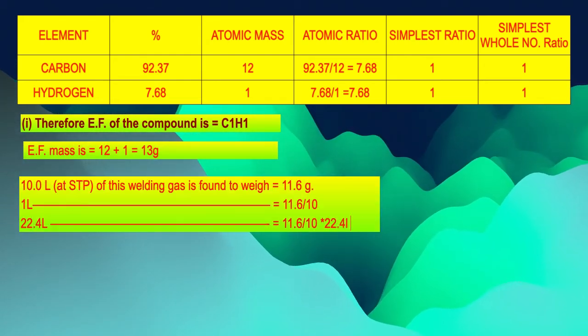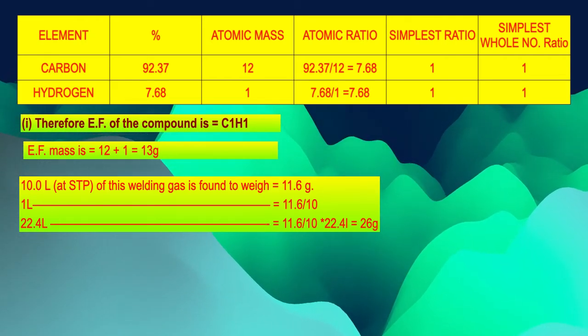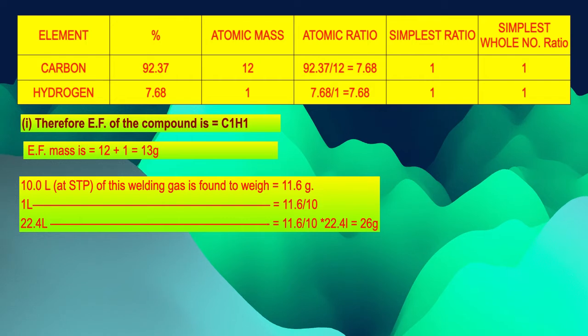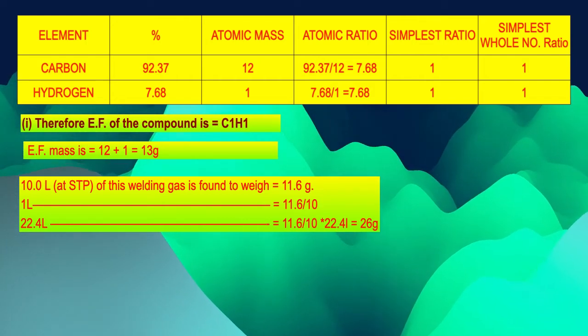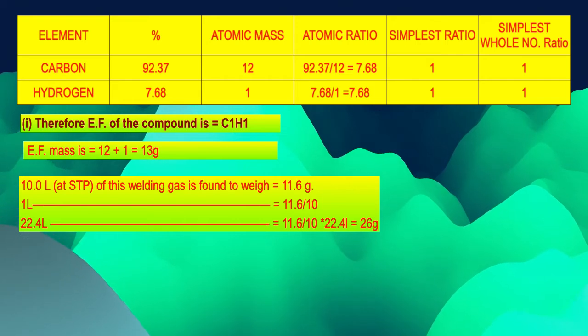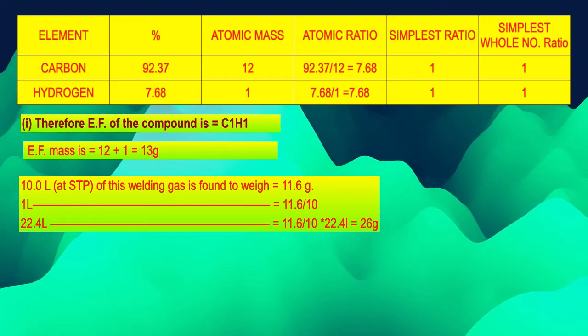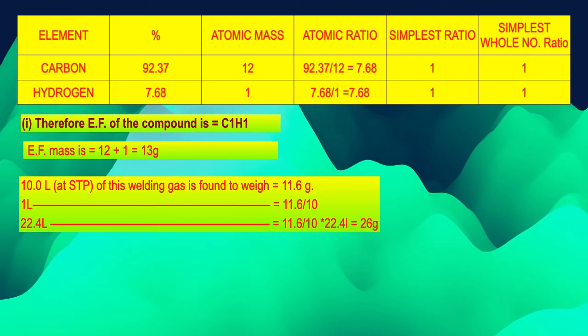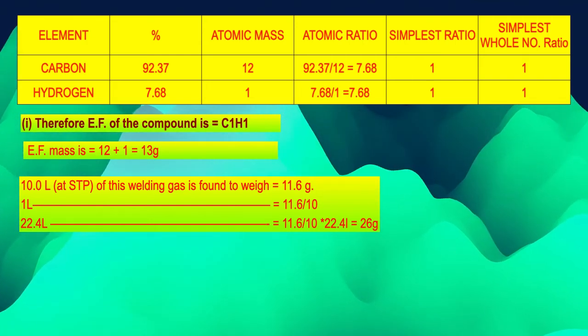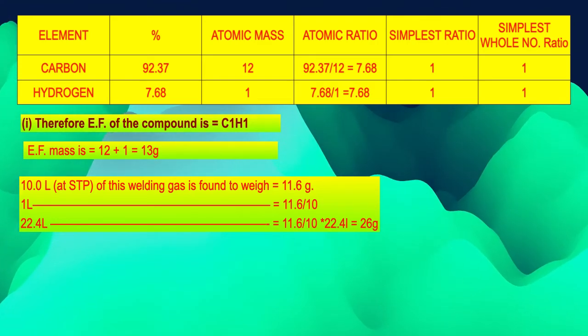Now how will we calculate the molar mass? We know 10 liter at STP of this gas is found to weigh 11.6 gram. So 1 liter is 11.6 by 10, and we know that 1 mole of each gas contains 22.4 liter at STP. Now 22.4 liter will contain the weight multiplied by 22.4 liter, it will be the molar mass of the gas, that is 26 gram.